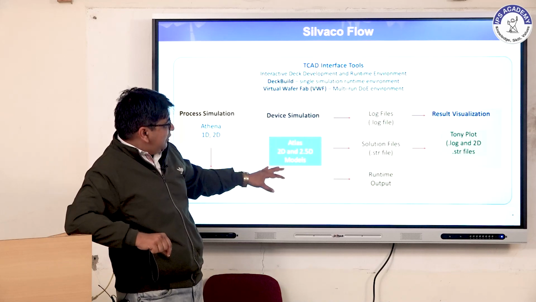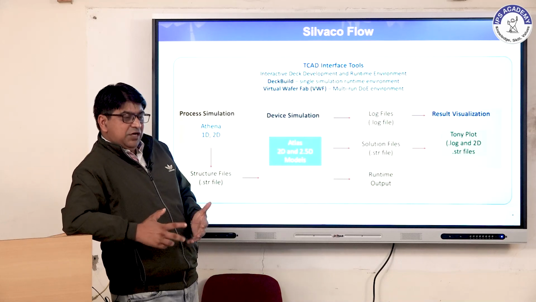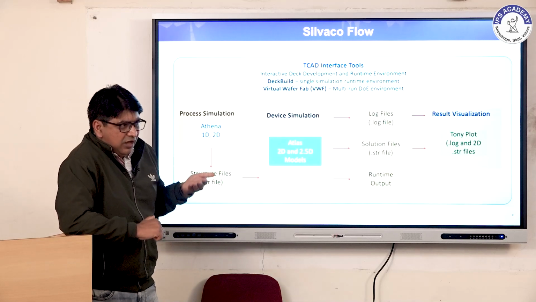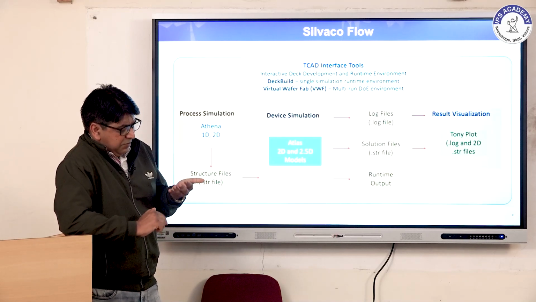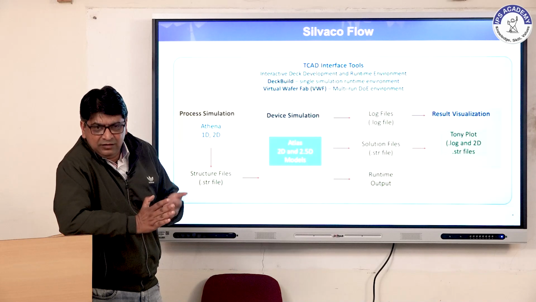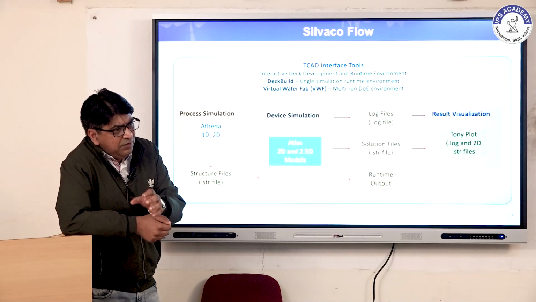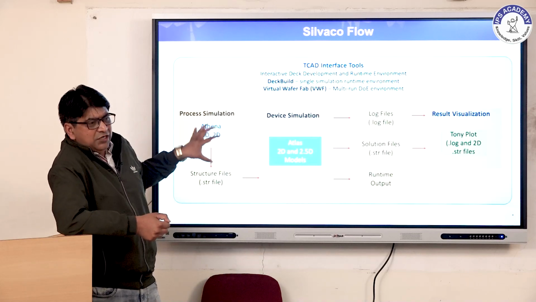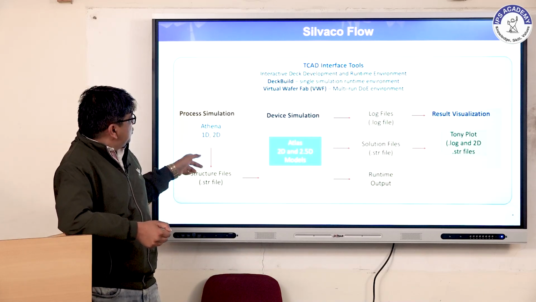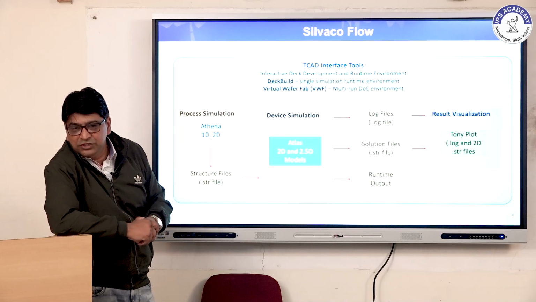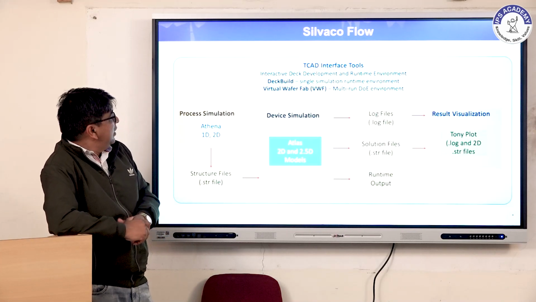And at the device level, if you are interested only in the device, you are not going for the process. Process means you work on whatever fabrication steps there are. When we send the design for fabrication, the same fabrication steps we can follow at the simulation level. For that purpose, in Silvaco there is one tool, the process simulation, which comes under Athena.